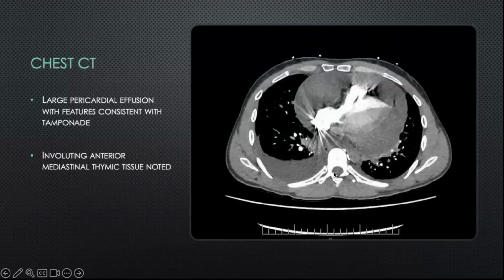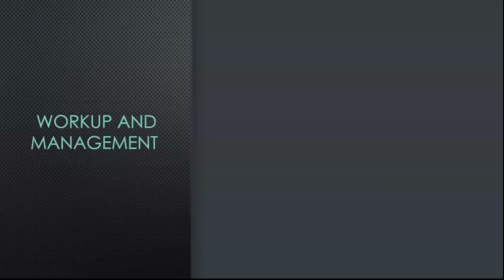He also had bilateral pleural effusion. So if you see this inclusion here, this is on the right side of the body. He had a bigger right than left, but did have fluid in his lungs. And he also, I unfortunately couldn't scroll down on this one, had an involuting anterior mediastinal mass.